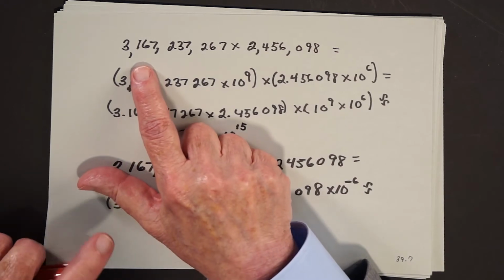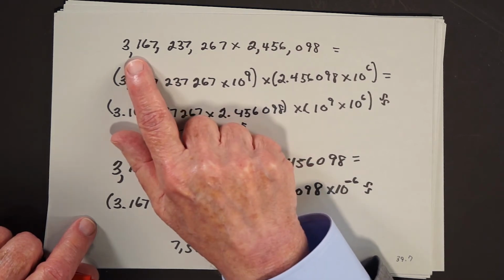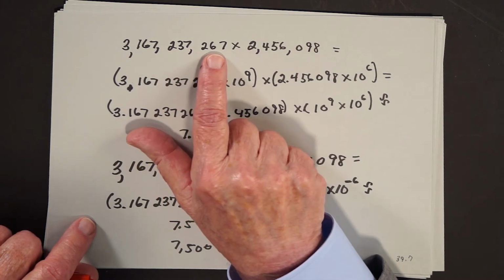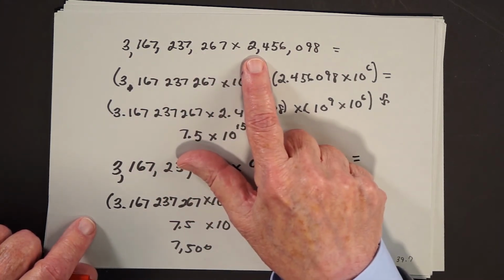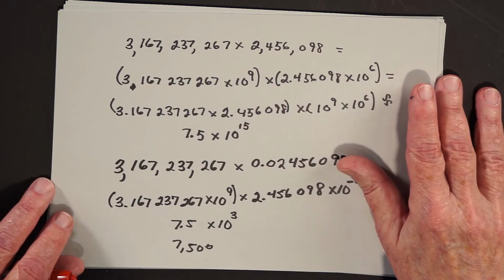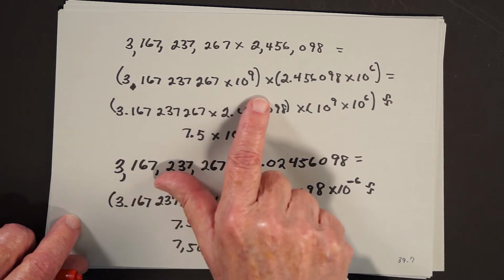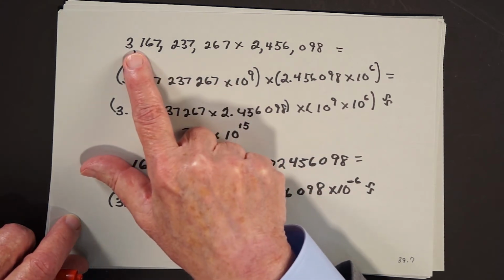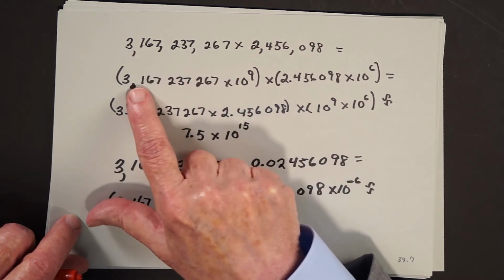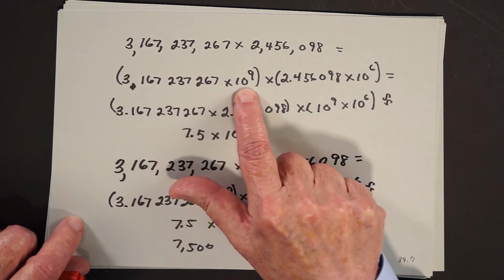Very often in mathematics you encounter products that are quite huge. I'll read this number once. It's 3,167,237,267 times 2,456,098. And you have to tackle this problem. Well, watch what happens with scientific notation. It's easy to estimate products of single digits. If I wanted the decimal point over here, I would have to move the decimal point 9 places to the left. So to offset that, if I start with the decimal point 9 places to the left, I would have to multiply that by 10 to the 9th power.